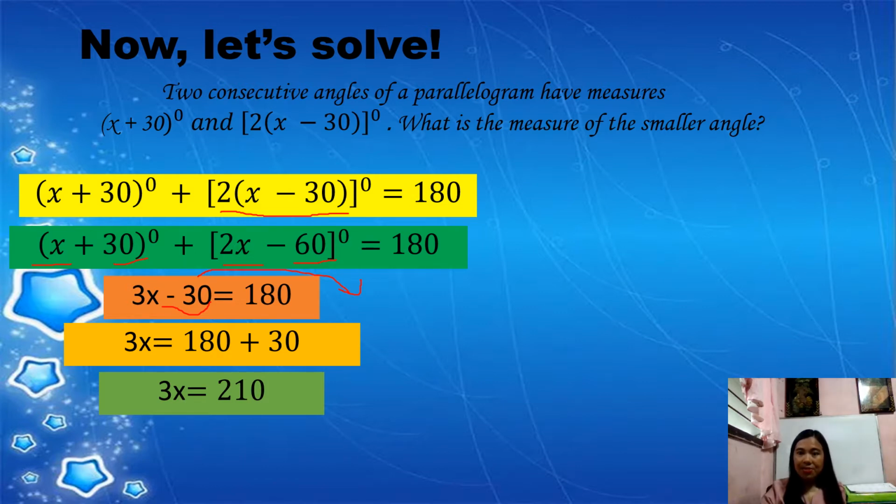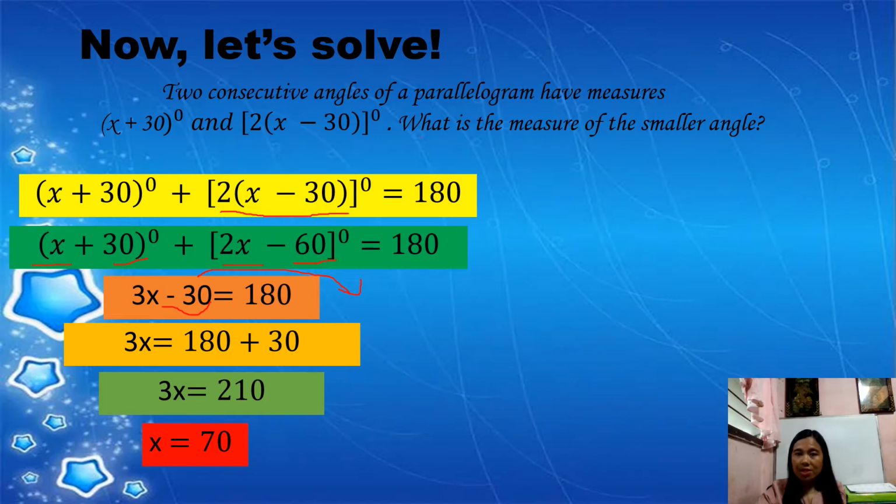The next step is of course to divide both sides of the equation by 3. Now 3x divided by 3 is x, while 210 divided by 3 is 70. So we just solved for x.